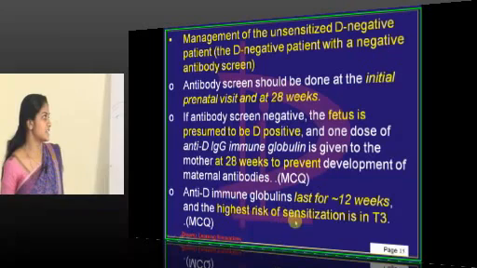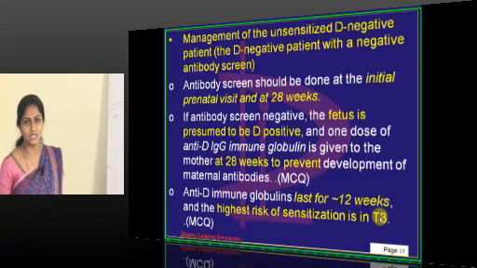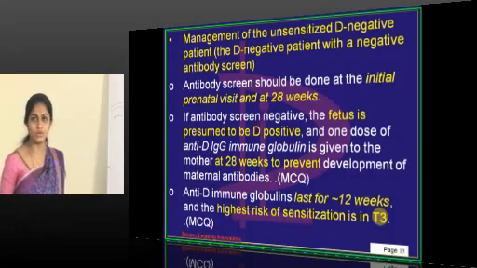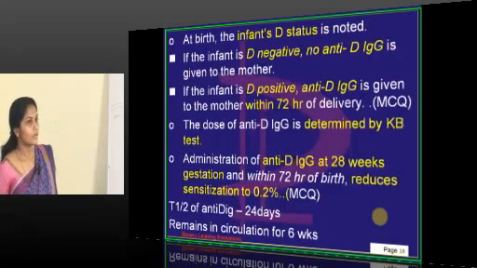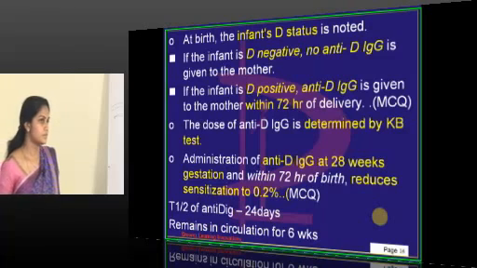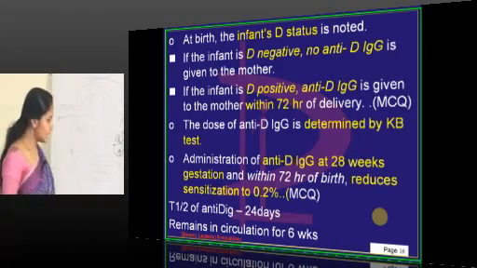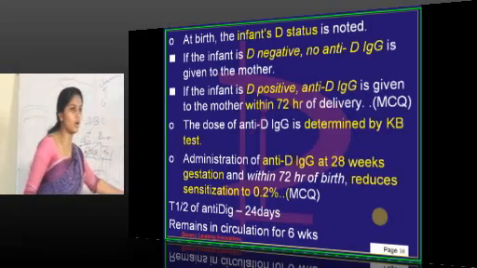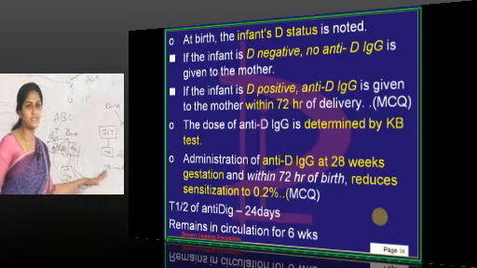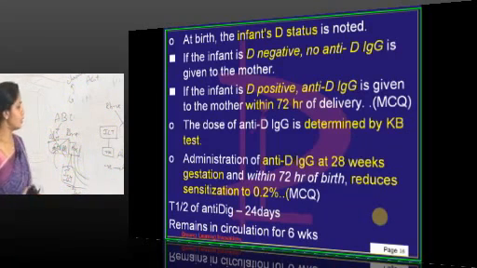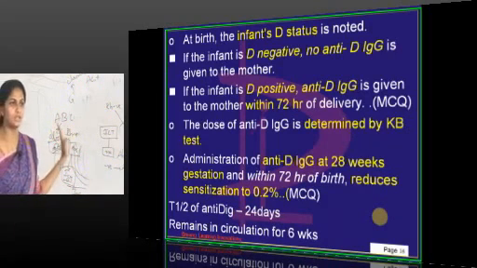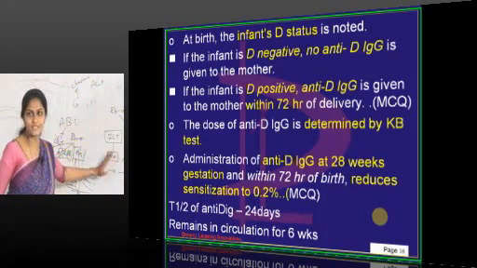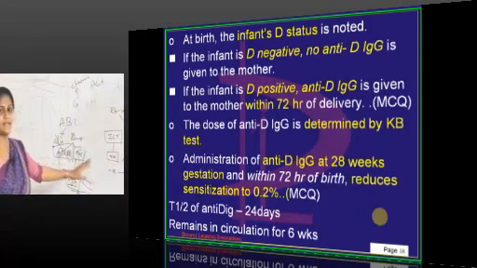Which trimester has the highest risk of sensitization, out of the first, second and third? Third, because during that time it indicates the labor process. The indirect Coombs test is done at 28 weeks, and depending upon that you decide whether to give or not. If it is positive, no need to give. If it is negative, then only we give. Remember until here: first I have done ICT. Next I'll tell you how I will manage.